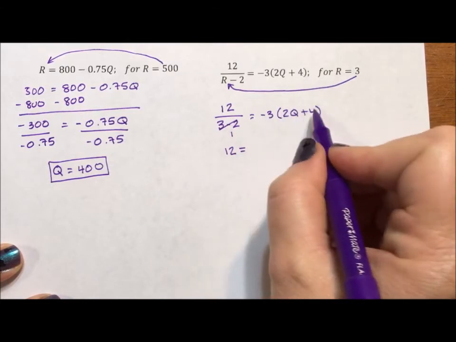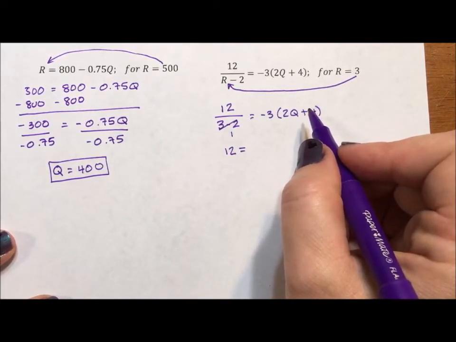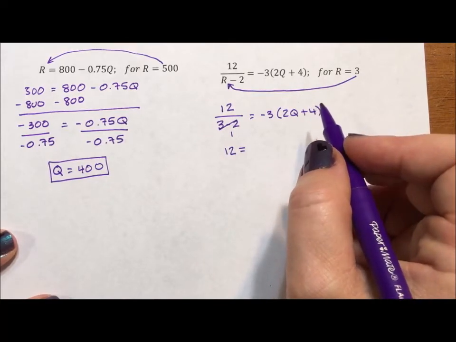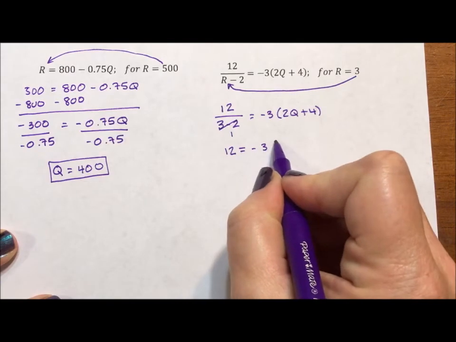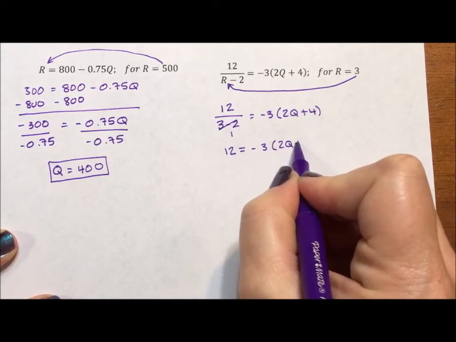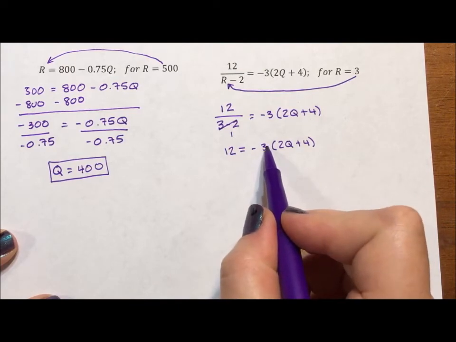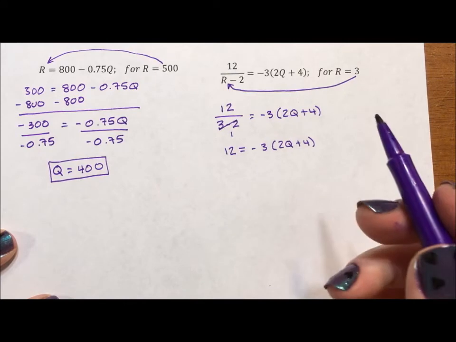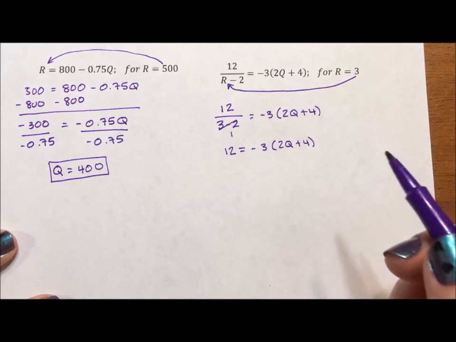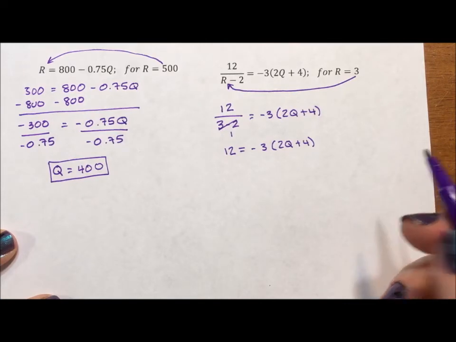Now some of you might be thinking distribute this in, and if you do want to distribute, that's awesome. Pause the video, do the work, check your answer. There's multiple ways of solving these. I'm going to show you a different way of solving. And I'm doing this because I know that 3 goes into 12. If this was a 5, I would distribute right away, because dealing with fractions is never the easiest when you can just keep everything as integers. Fractions tend to get in the way.